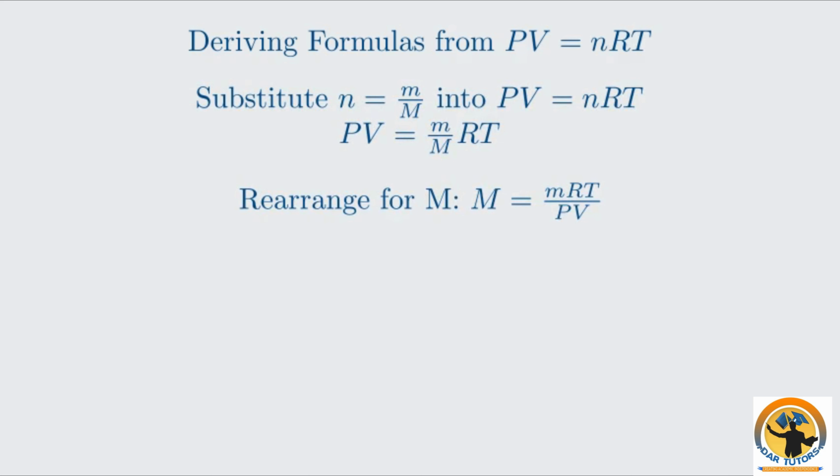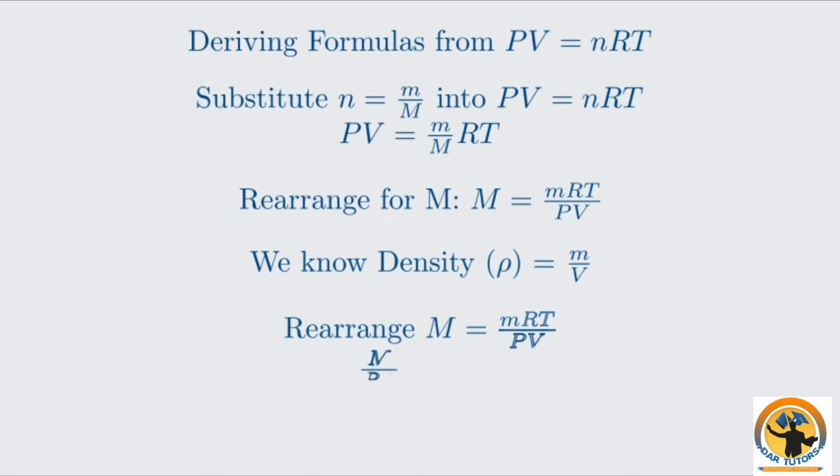Now let's find the formula for density, rho. Density is mass over volume, or m over V. From our molar mass formula, we can see a mass over volume term. Rearranging for density, we get rho equals PM divided by RT. This is a very useful formula to remember. Let's apply these new formulas.